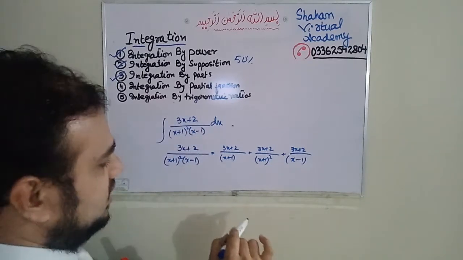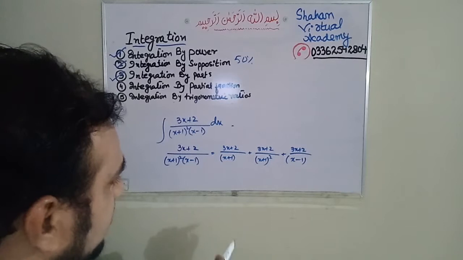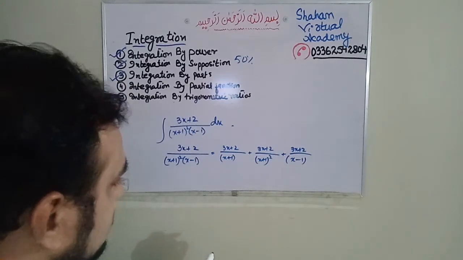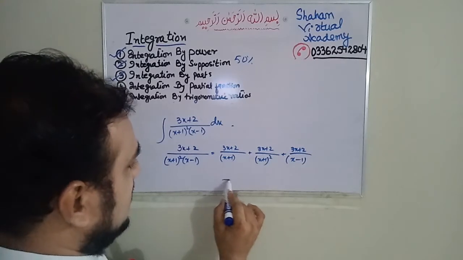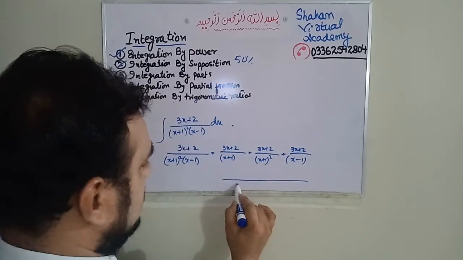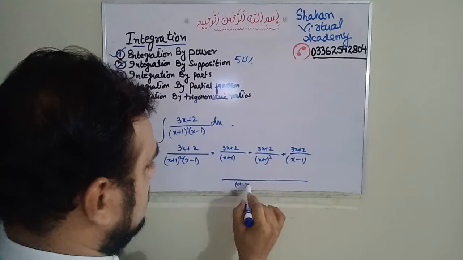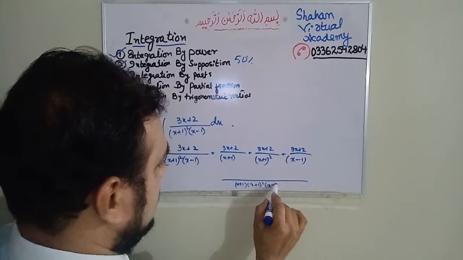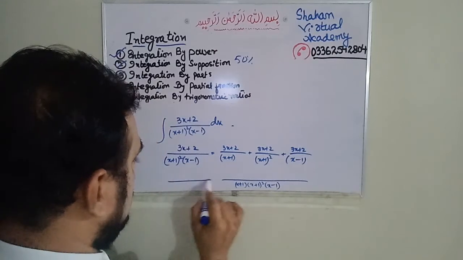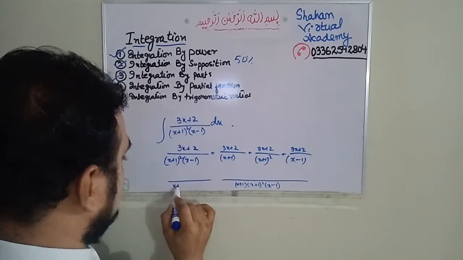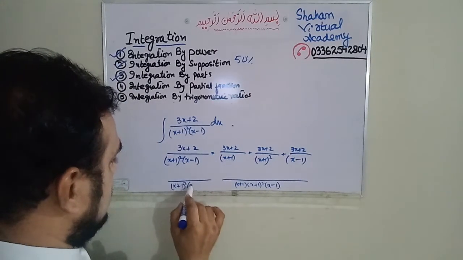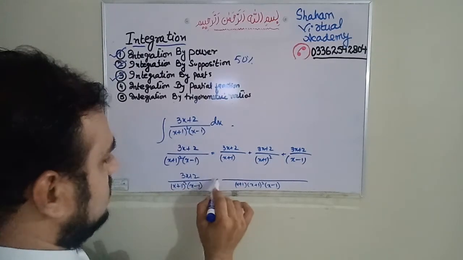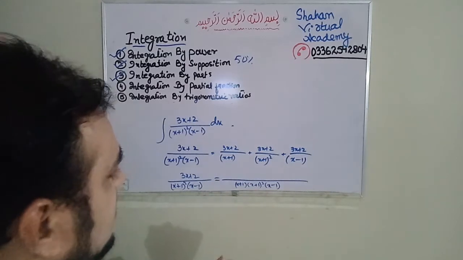We have just divided. So what will we have when we divide? We take the LCM. The LCM is (x plus 1), (x plus 1) square, (x minus 1). Okay, (x plus 1), (x minus 1), 3x plus 2. We just take the LCM.